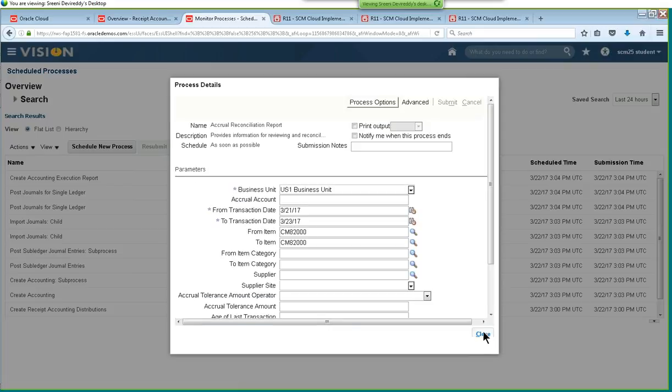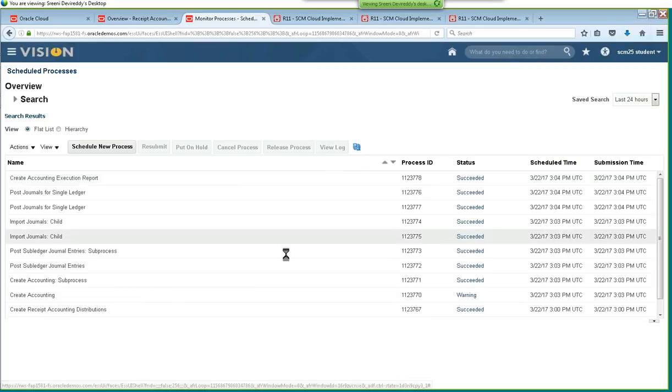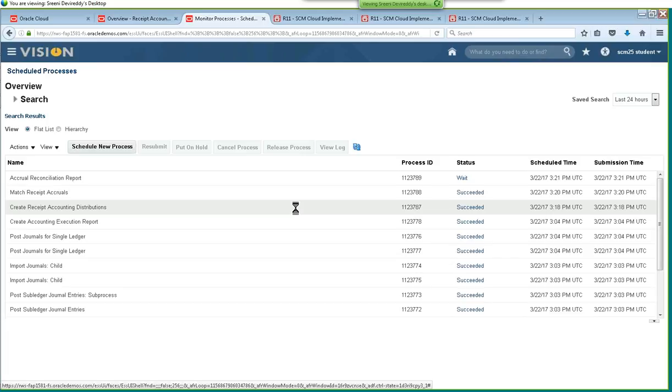Okay, let's see the output of this reconciliation report. Hopefully, it should be showing us 5,000 from receipt accounting, 4,900 from payables, and the difference of 100 should show up. Let's see.